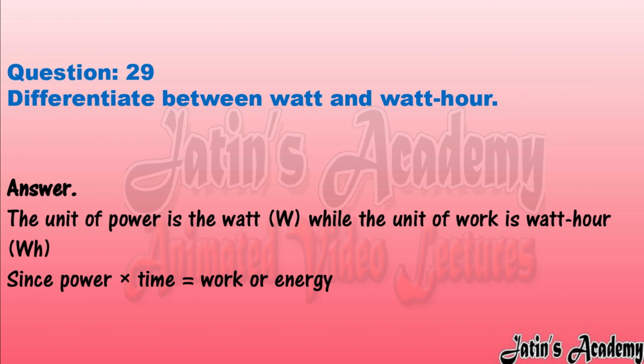Question 29. Differentiate between watt and watt-hour. Answer. The unit of power is the watt, W, while the unit of work is watt-hour, since power times time is equal to work or energy.